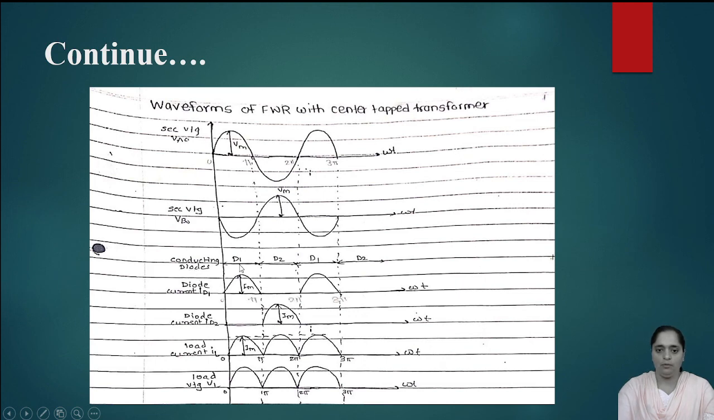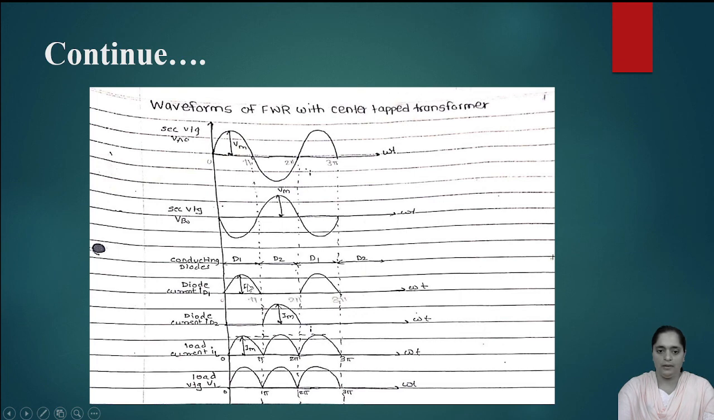We have already seen that in the positive half cycle diode D1 is in conduction and D2 is in off state. A positive half cycle is nothing but a 0 to pi cycle. In the same way, pi to 2 pi is the negative cycle. In this negative cycle, diode D2 comes into conduction. The same operation repeats itself. So diode current ID1 indicates this particular portion.